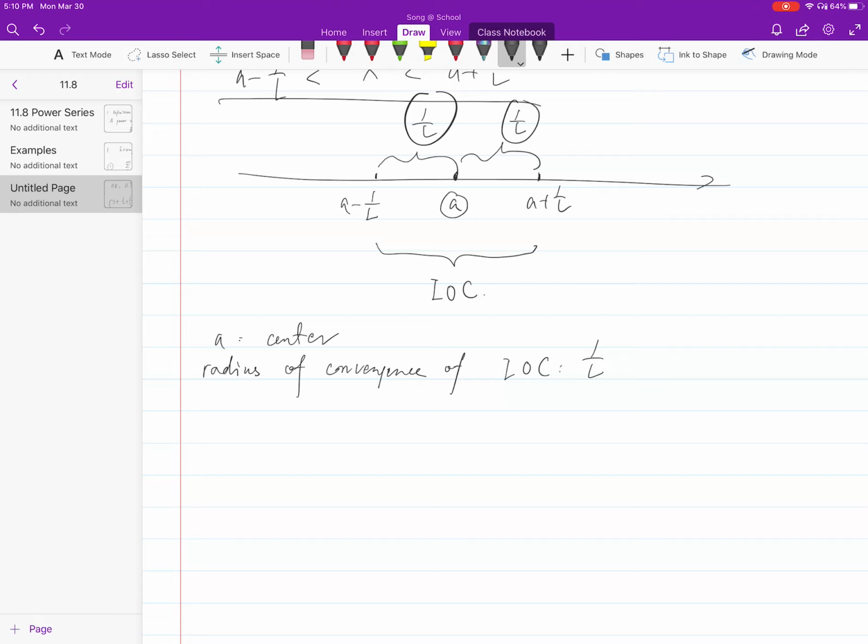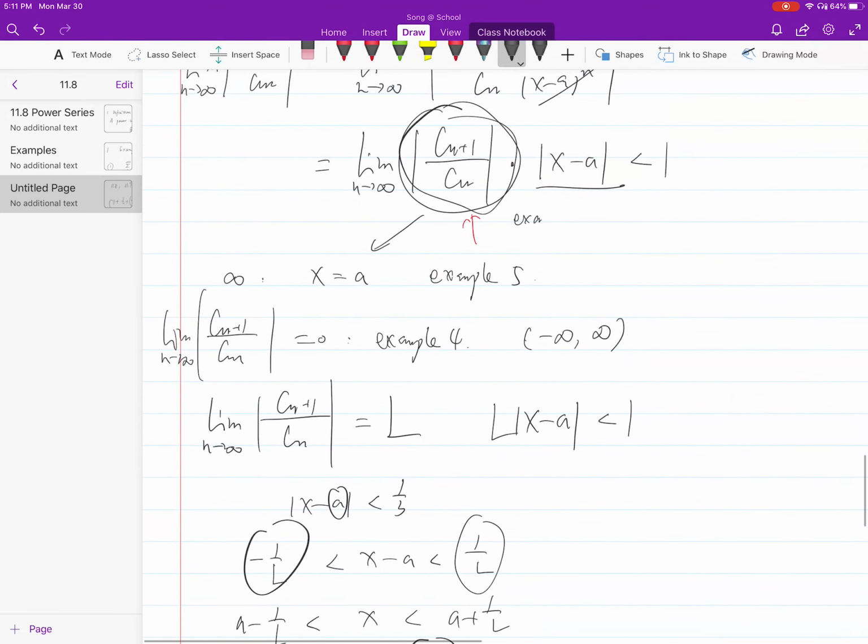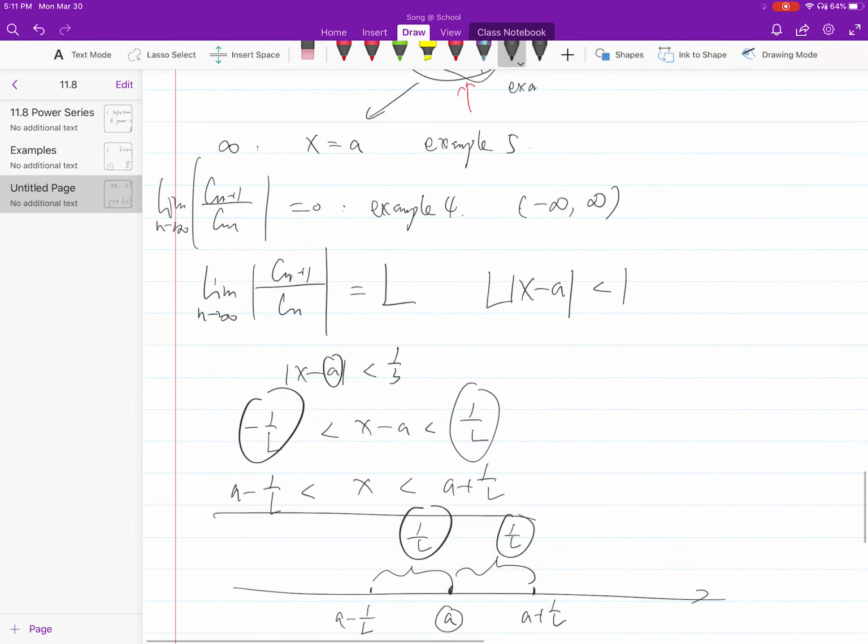Okay, so that will be the radius of convergence of your interval, which tells you how big this interval is. This A tells you where the center is. This 1 over L tells you how you can shrink or stretch the interval. Sounds good? Okay, so with this in mind, we did the ratio test for all the examples we did.